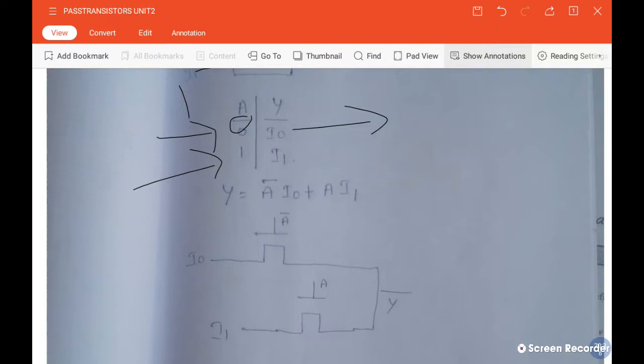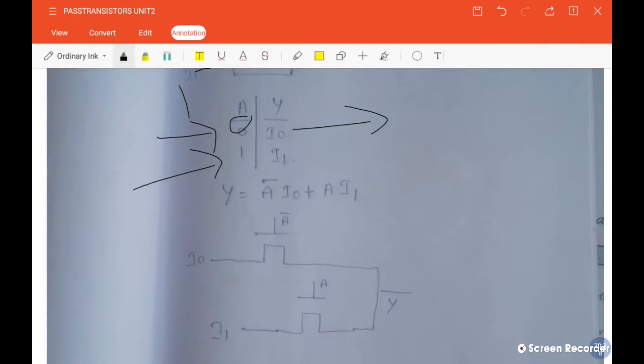So here I0 and I1 are your 2 inputs. You take 2 NMOSes with I0 and I1 as input signals, and the control input is A. One control is A bar and the other control is A. So A bar and A are the 2 control signals given at the gates. Now you see the condition.